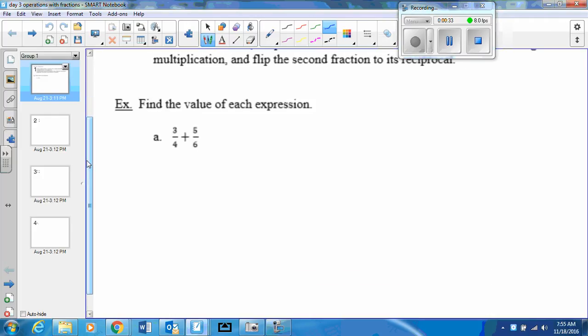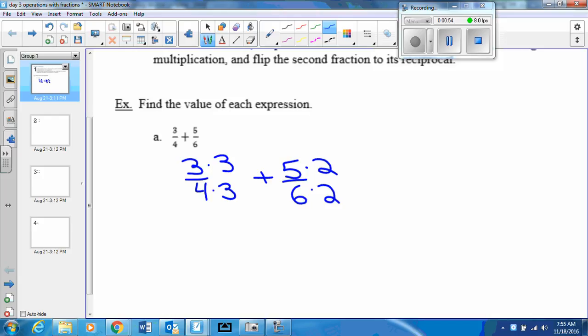So looking at our first example, find the value of each expression. 3/4 plus 5/6. I have to first rewrite it with a common denominator for 4 and 6, which would be 12. So the fraction 3/4, I have to multiply top and bottom by 3. And the fraction 5/6, I have to multiply top and bottom by 2. That would give me the common denominator 12. So now when I multiply, I get 9/12 plus 10/12.